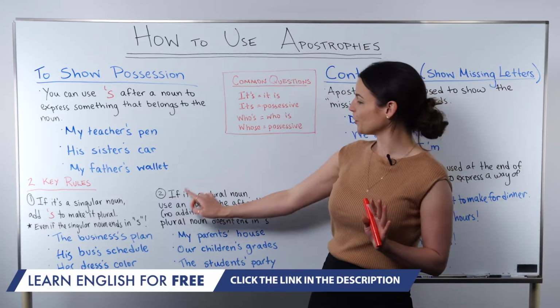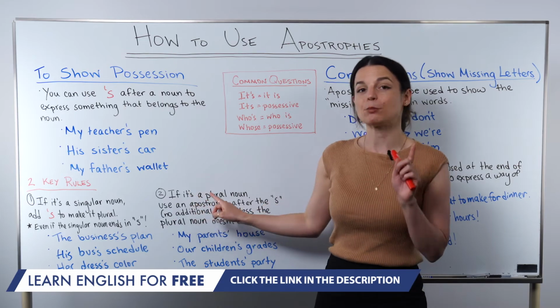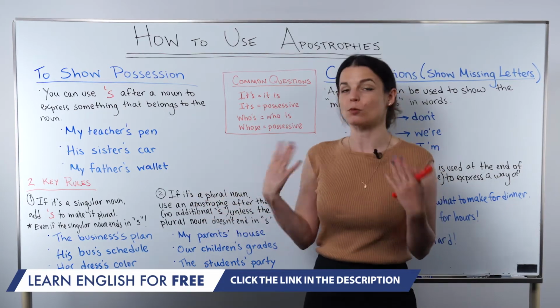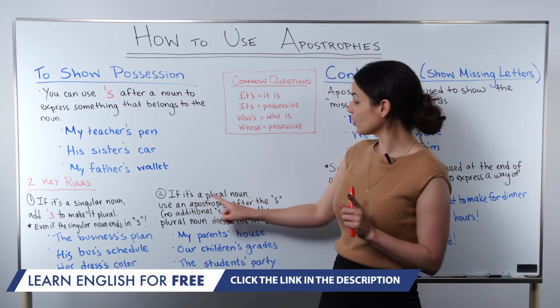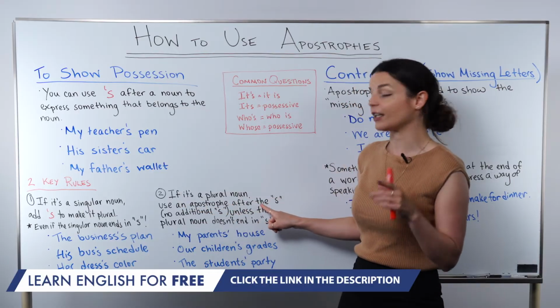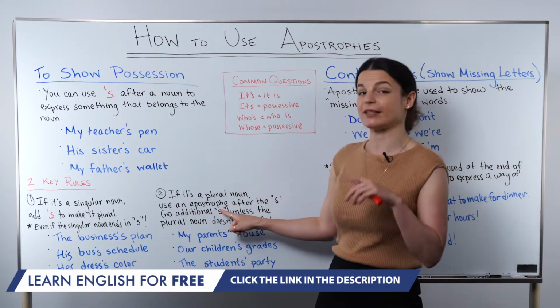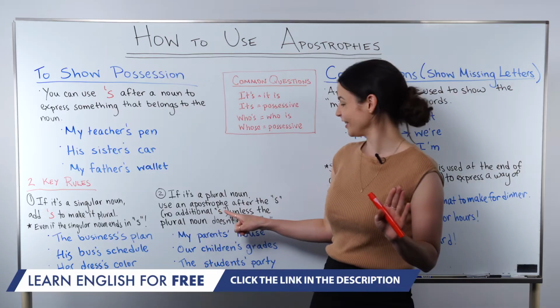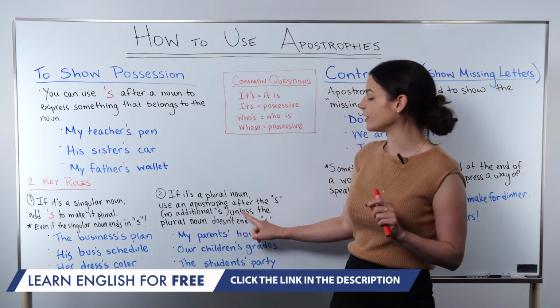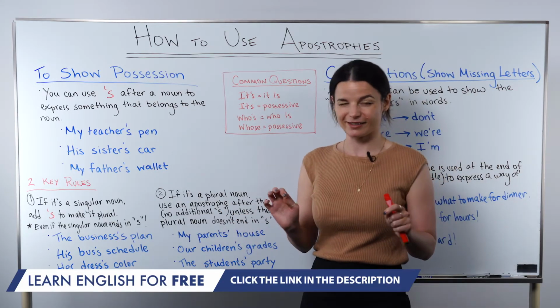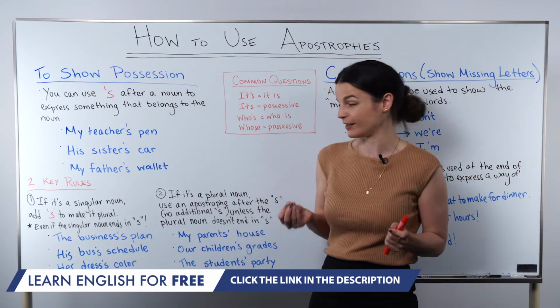Okay, for rule number 2, if it's a plural noun, so plural means more than one of something, if it's a plural noun, use an apostrophe after the s, that means no additional s after it, unless the plural noun does not end in s. So this is kind of tricky. Let's break down what this means.